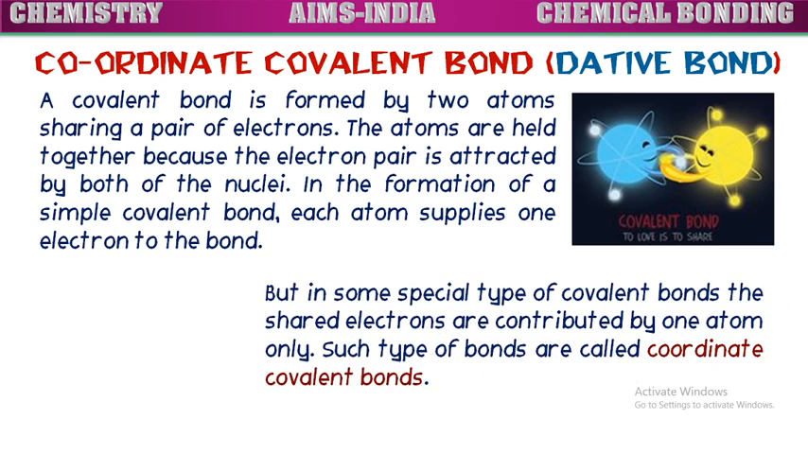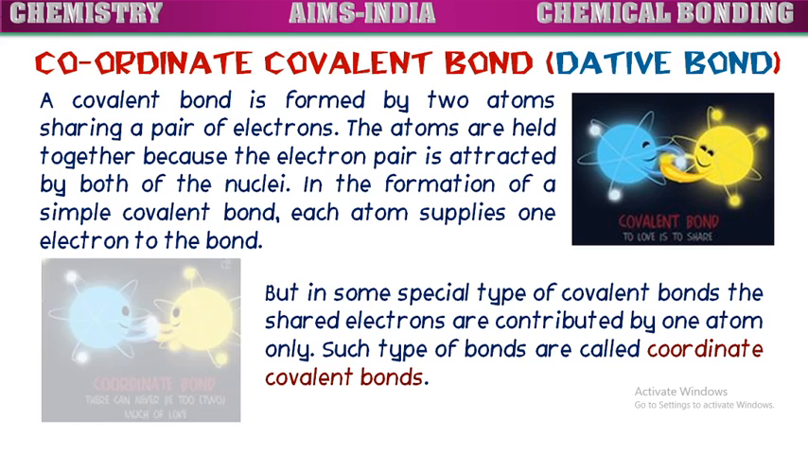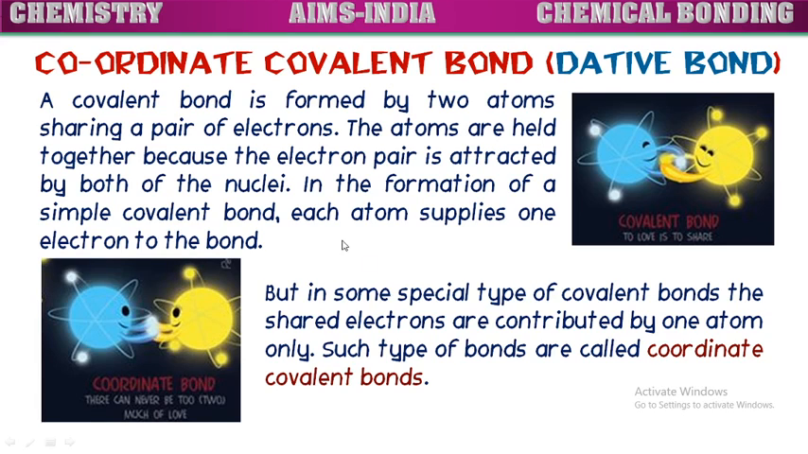But in some special types of covalent bonds, the shared pair of electrons is contributed by only one atom, and such covalent bonds are known as coordinate covalent bonds. That means the shared pair of electrons is completely donated by one atom and shared by both the atoms. Such a covalent bond is known as coordinate covalent bond or dative bond.